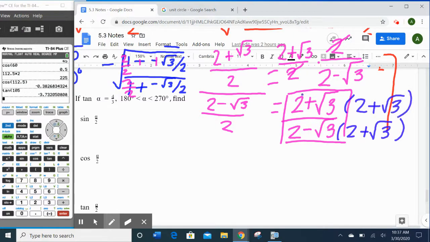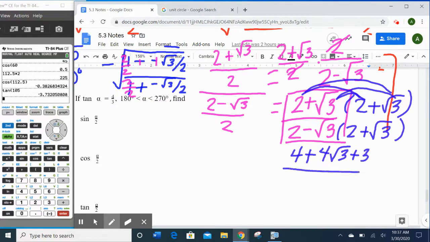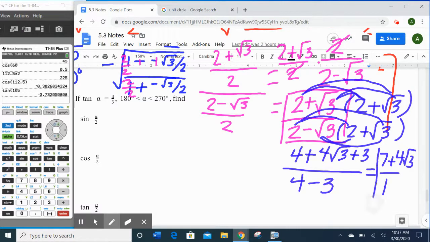And I would have some FOILing to do. So I would have, let's see, 4 plus 2 root 3 and 2 root 3 is 4 root 3, and root 3 times root 3 is 3. And then in the denominator, I would have 2 times 2, which is 4, plus 2 root 3 minus 2 root 3 cancel, minus 3, so it would just be over 1. So it would be 7 plus 4 root 3 over 1. But I think they let you write the pink answer. If not, you need the blue answer.